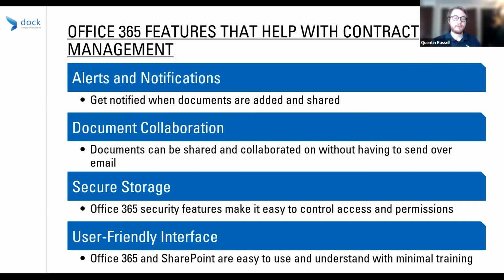Which gets on to the next point, which is secure storage. The Office 365 security features make it super easy to control who has access to the contracts. Using Office 365 and SharePoint Online user groups for permissions and access, only people within your organization will be able to access them. You can make it so that you can't print these documents. You can make it so that they can't be shared outside your organization. There's just a lot of fine-toothed control that you can exert over your documents and contracts within SharePoint Online.